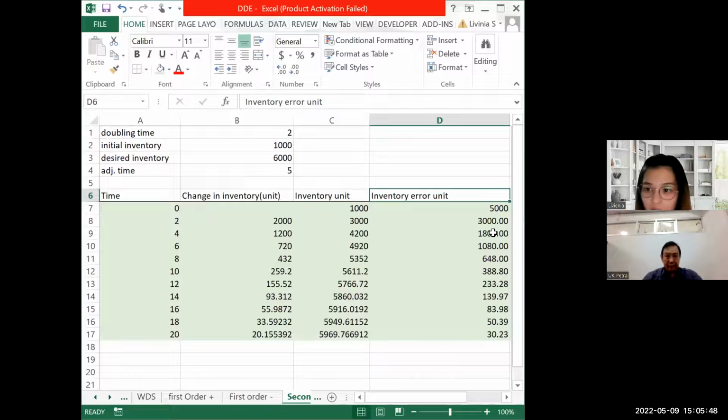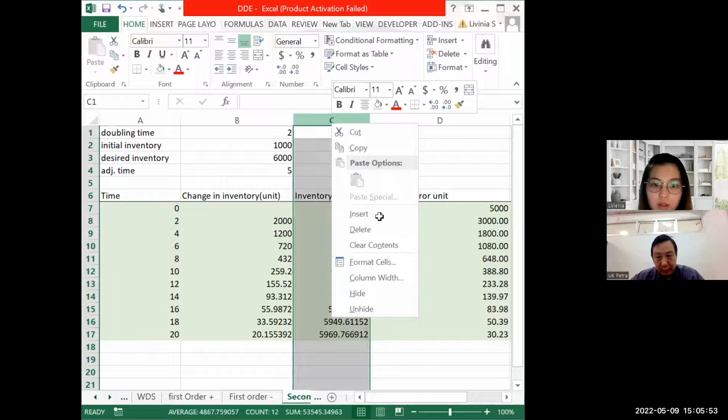Inventory unit. So error. Okay. I know this one.